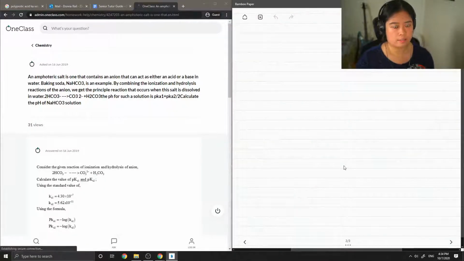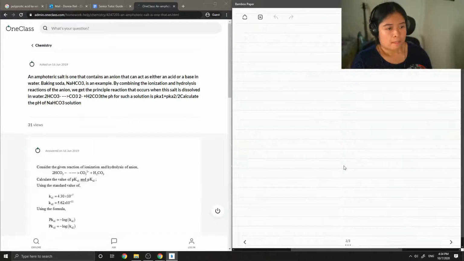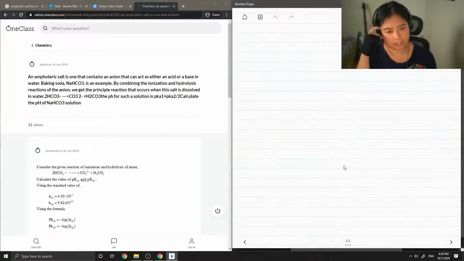Okay, so on to the next question. An amphoteric salt is one that contains an anion that can act as an acid or a base in water. Baking soda is an example. By combining the ionization and hydrolysis reactions of the anion, we get the principal reaction that occurs when this salt is dissolved in water. I'm just going to write down this reaction.